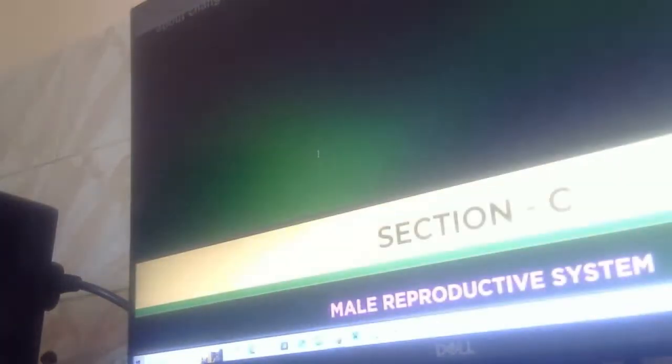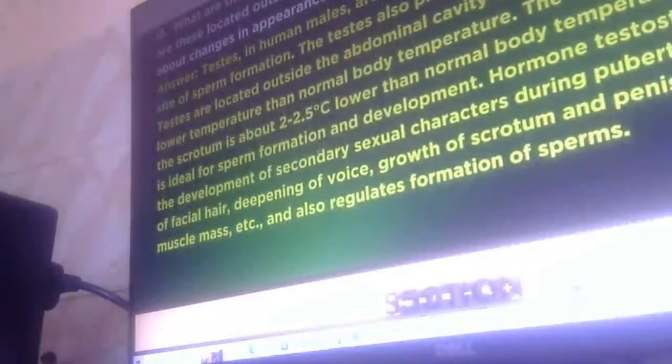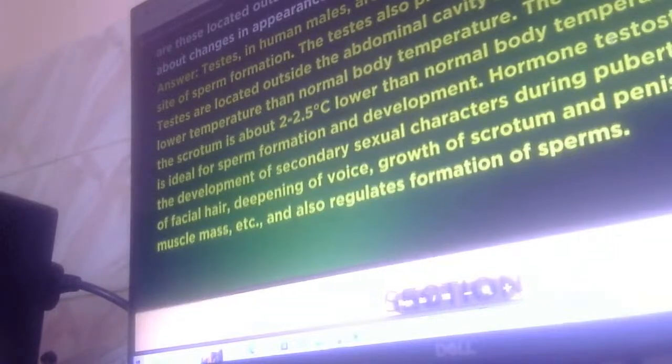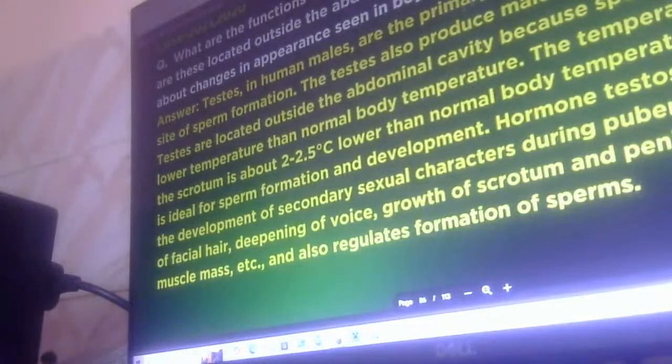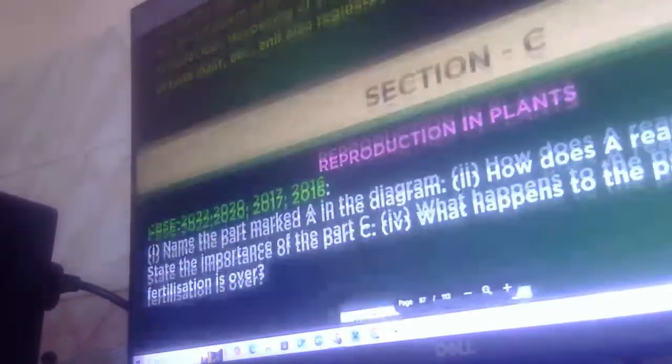Who is responsible? It seems as if it's a person. This one, testosterone. Primary, secondary. Temperature lower than body temperature. Secondary sexual characters during puberty.